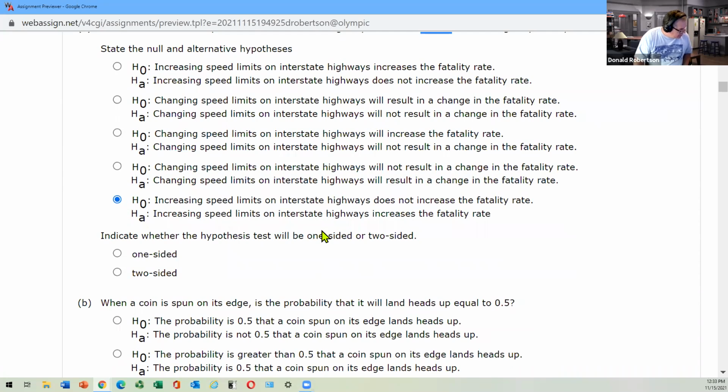And I'm picking this one. Right, let's look at that one. Can you see it's got all the features I want? Isn't the null hypothesis increasing the speed limits does not change the fatality rate, right? The null hypothesis, nothing happens. And isn't the alternate then that it increases it?